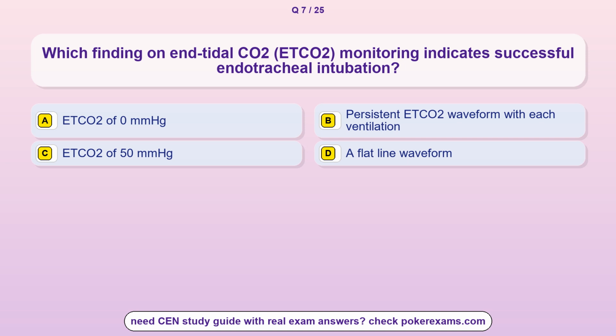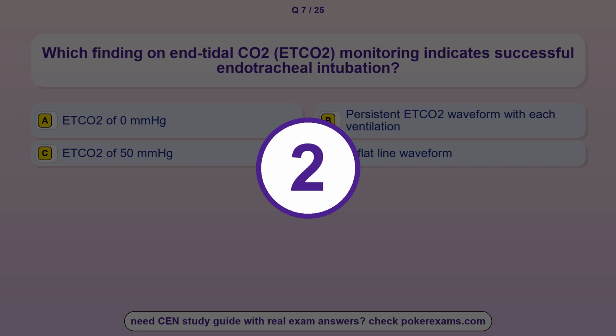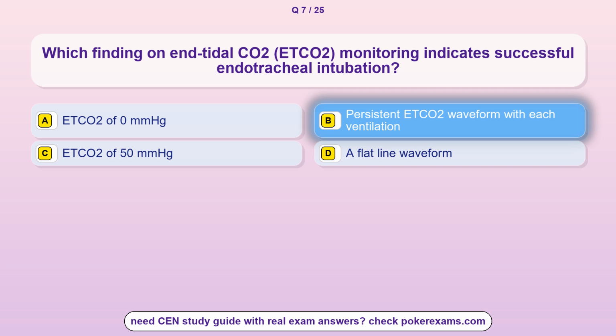Question 7. Which finding on end-tidal CO2, EtCO2, monitoring indicates successful endotracheal intubation? Option A, an EtCO2 of 0 mmHg. Option B, persistent EtCO2 waveform with each ventilation. Option C, an EtCO2 of 50 mmHg. Option D, a flat line waveform. The correct answer is option B, persistent EtCO2 waveform with each ventilation.